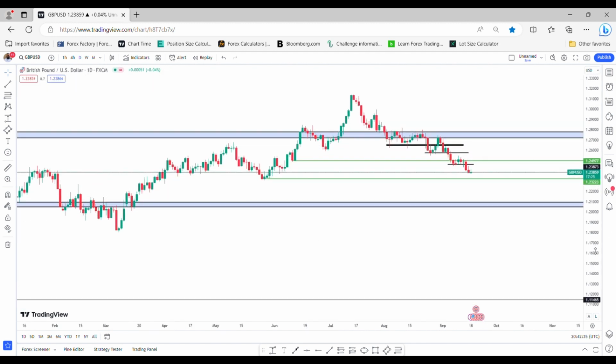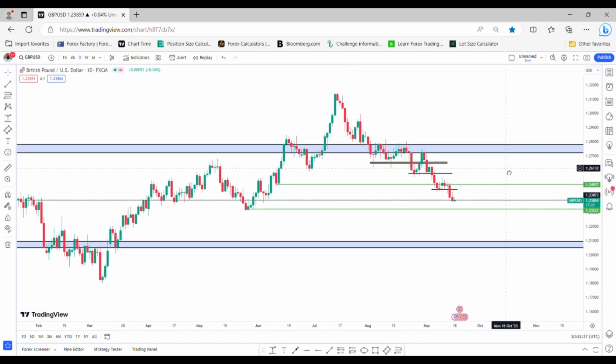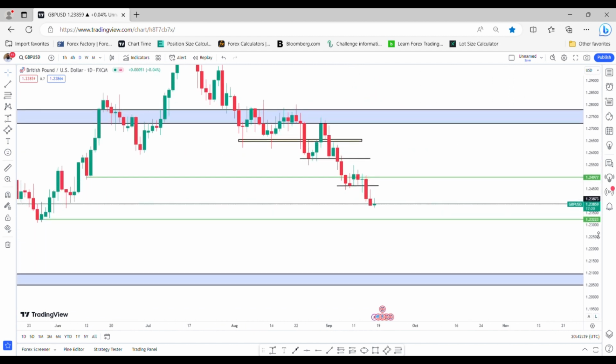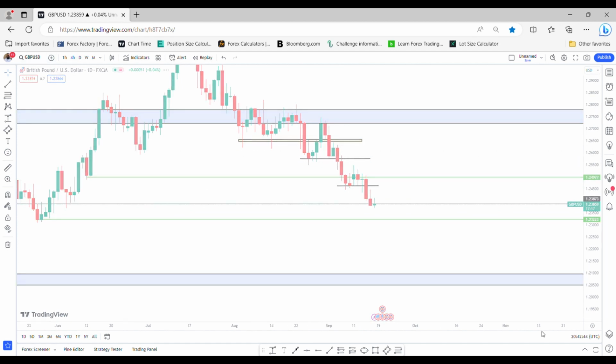So in the course of the first week of September, I actually started shorting this market around this area. So I had my entry on the 4-hour time frame.